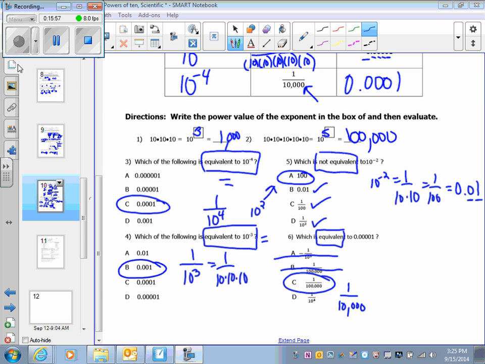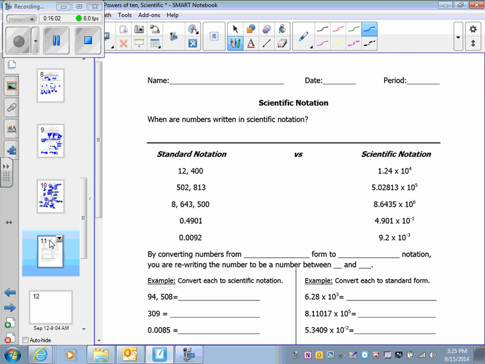Okay, so off to the last part of the notes, which is scientific notation. Again, hopefully this is a review from 6th grade. It says, when are numbers written in scientific notation? So we use scientific notation to represent very large or very small numbers. Okay, so write that down. Very large or very small numbers.